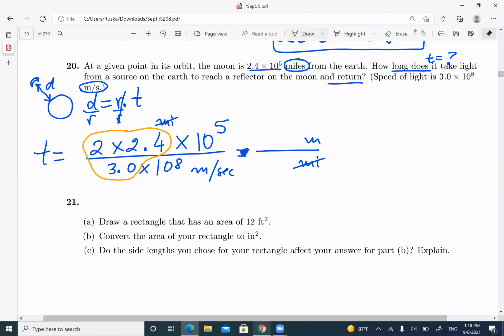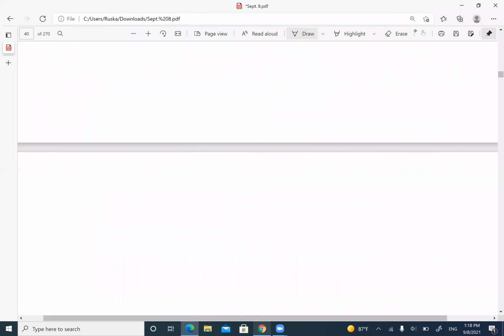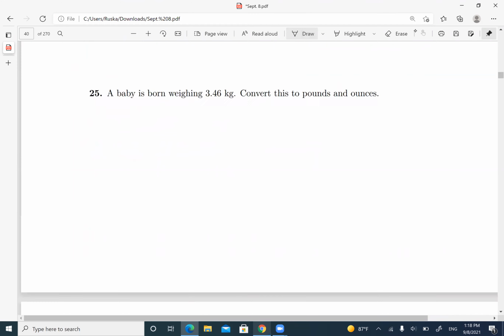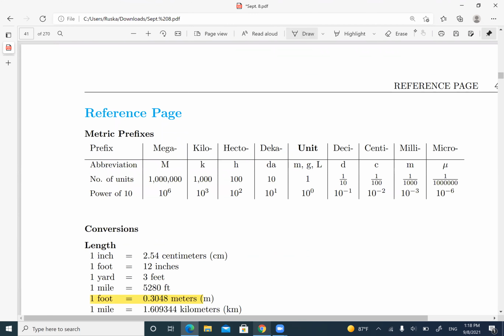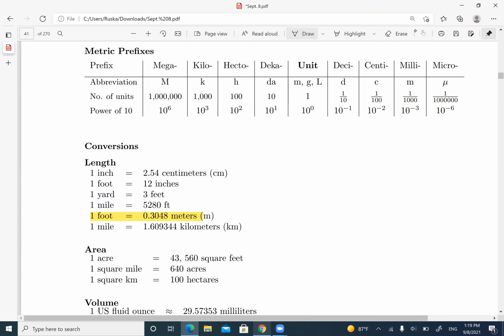So let's go to page 41 to see mile and meter. What is the relationship between them? You guys remember that? Mile and meter. So I have kilometer, right? So I have 1 mile is 0.6 kilometers, and then from kilo, I'm going to go to meter.